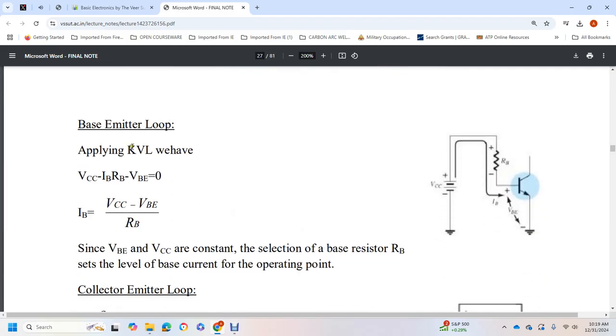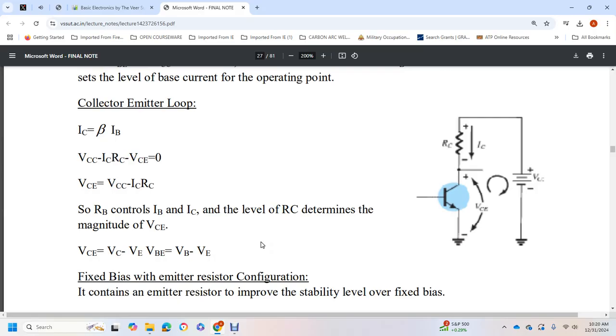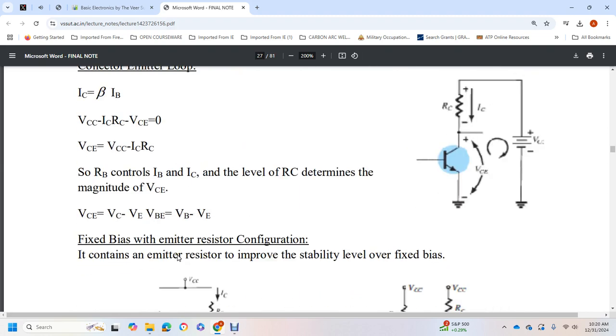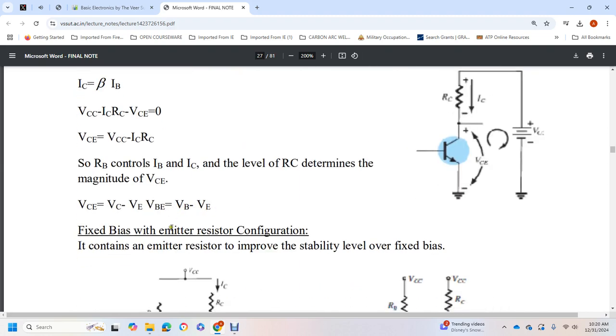Base emitter loop, applying the KVL. Since VBE and VCC are constant, selecting the base resistor sets the level of the base current at the operating point. Collector emitter loop: the base resistor controls IB and IC. The level of the RC resistor, resistance capacity, determines the magnitude of voltage collector emitter. So voltage collector emitter equals voltage collector minus voltage emitter, minus voltage base emitter, equal to voltage base minus voltage emitter.